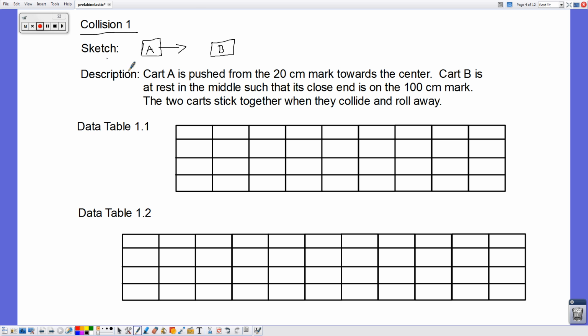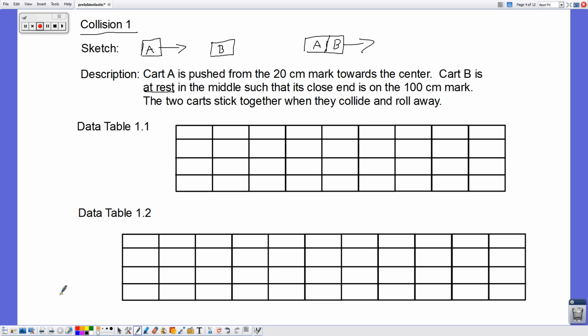That is collision 1. So cart A is pushed from the 20 centimeter mark towards the center. Cart B is at rest, meaning not moving, in the middle, so at about the 100 centimeter mark, such that its close end is on the 100 centimeter mark. The two carts stick together when they collide and roll away. So after the collision, it should look like that.